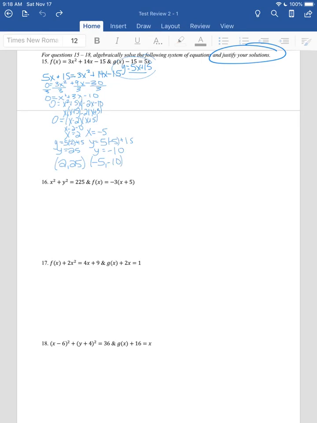Okay, I'm only going to justify numbers 15 and 16 just to save a little bit of time. It's the same thing when you go to justify 17 and 18, just so you guys know what you're doing. So to justify, you have to plug both points into both equations. So I'm going to do (2, 25) first.